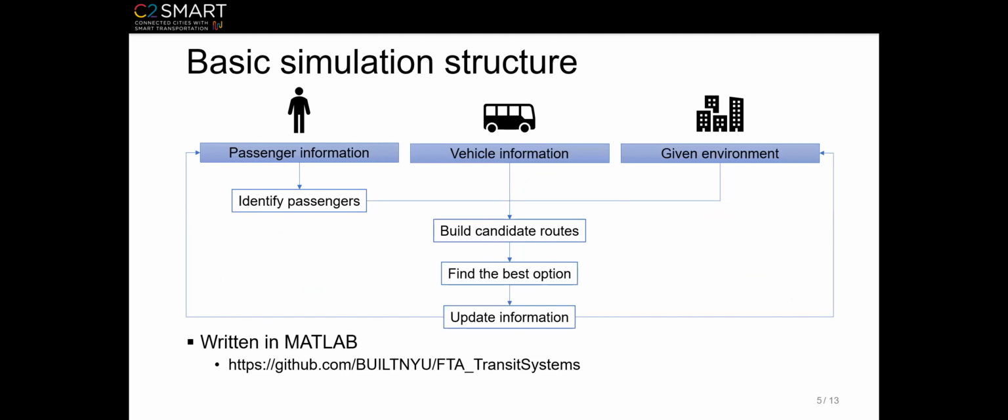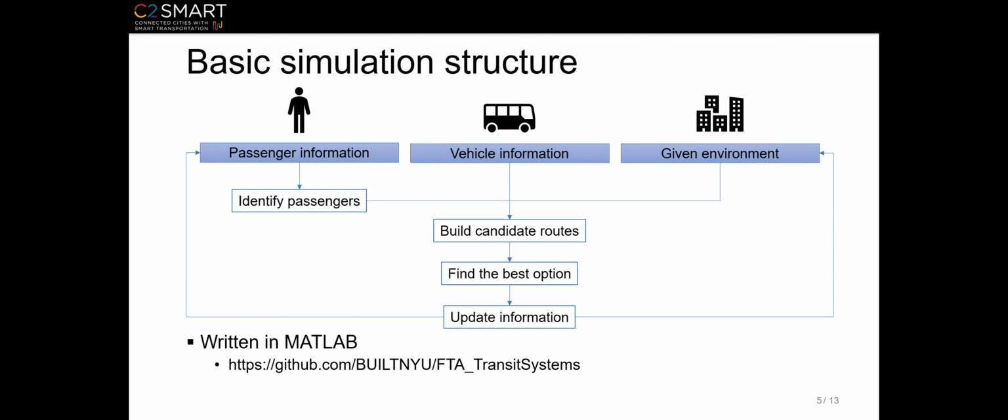So in the simulation, we accept three different kinds of information. First is passenger information, the second one is vehicle information, and the last one is the given environment. Passenger information is related to the request: the origin, destination, and request time. For vehicles, it's the specification of the vehicle, such as capacity and average speed, and for the given environment, it's the geographical aspects of the network, such as the size of the service region or how the route looks.